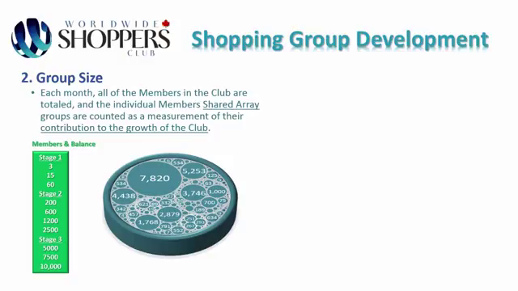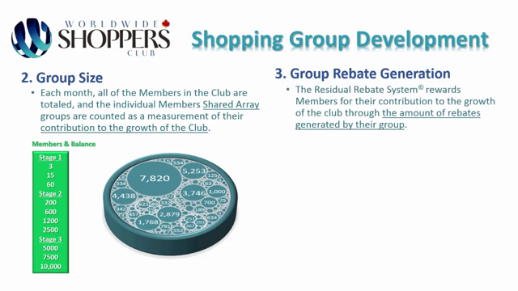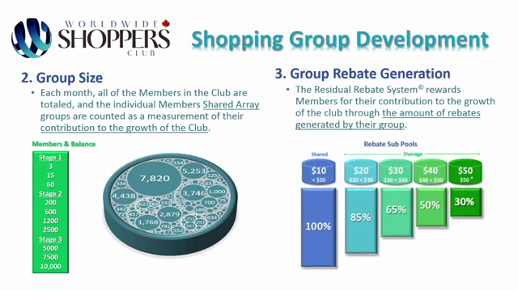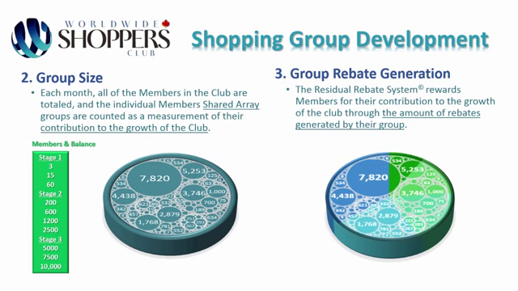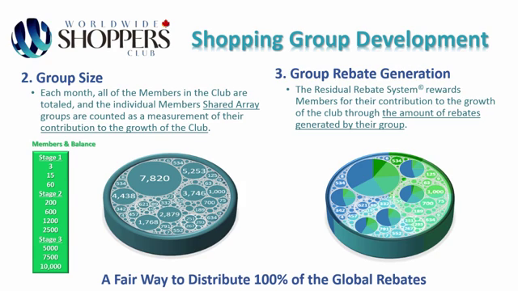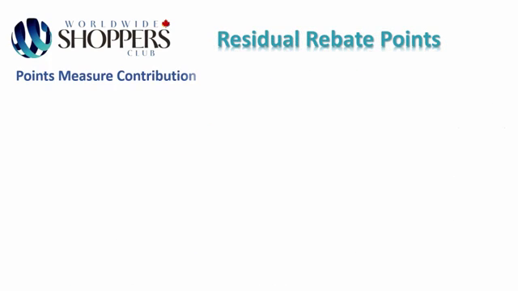Now the other factor for contribution to the club is group rebate generation. The group is made up of individuals, and all the individuals will shop at varying subpool levels. But when you total all that up, you will have the shared and overage rebates for the total organization. Then you layer that with each individual group, and even though what we saw was the proportion for the total organization, each individual group will have its own percentage of shopping in each of the subpools. So we had to find a fair way to distribute 100% of the global rebates, taking all of this into consideration. And the answer was the residual rebate point system.